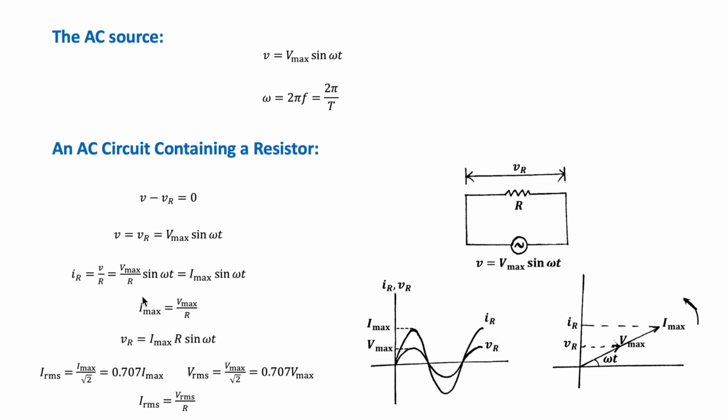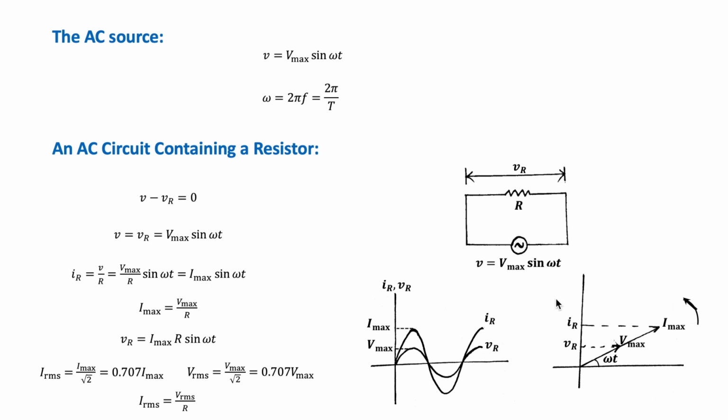So I max, the maximum current, is equal to V max over R. And so the instantaneous voltage drop across the resistor VR is equal to I max R sine omega t. And so as you can see, since both VR and IR vary with sine omega t, they reach their maximum at the same time, which means they are in phase, okay?